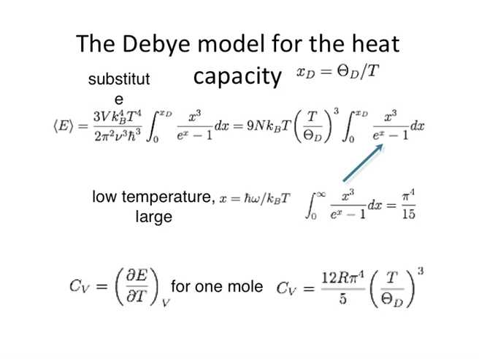Hence, this equation turns out to be Cv, which is equal to dou E by dou T at constant volume for 1 mole. Cv is equal to 12 R into pi to the power of 4 divided by 5, into T divided by theta d, where theta d is called Debye temperature. This is whole cube.